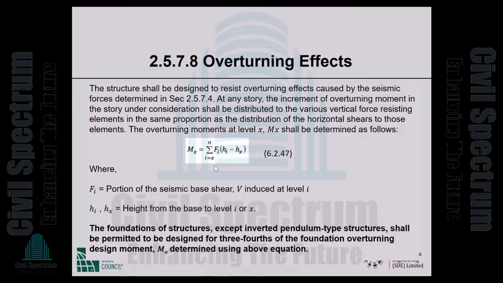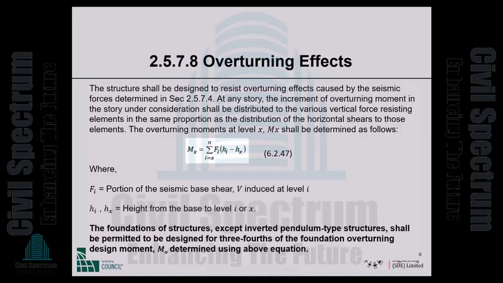Overturning moments are simply the lateral forces at the various floor levels times their height above the base, added together. This is statics. But the important thing is BNBC 7.2.5.7.8 tells you the foundations of structures except inverted pendulum structures. This is the only time I saw inverted pendulum mentioned. It is not defined or anything. At least I haven't seen it. Anyway, let's not go into that.